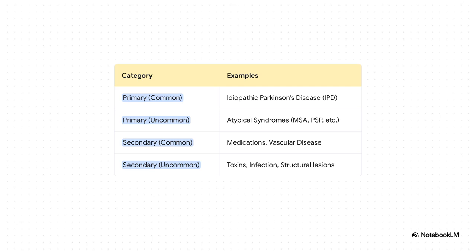We can split the causes into two main buckets, primary and secondary. The primary causes are the neurodegenerative ones, with IPD being the most common, followed by these rarer but important atypical Parkinsonian syndromes. Then you have the secondary causes, which is when Parkinsonism is the result of some other external factor, like certain medications or vascular disease in the brain.